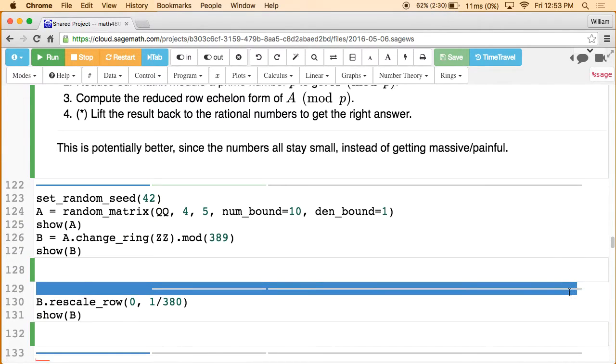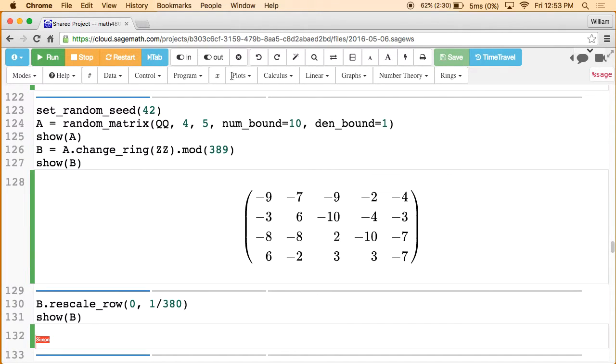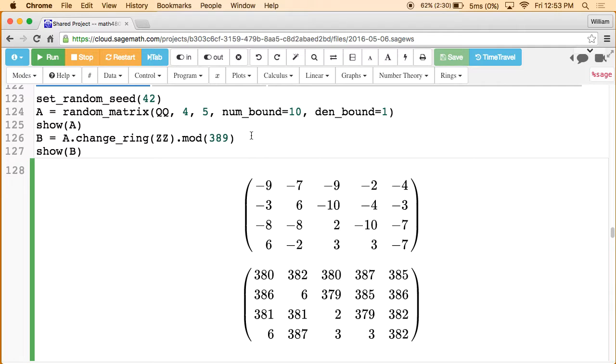So I'll take our matrix as before. There's our matrix, and here we've reduced it modulo p in the bottom. So the numbers modulo p are represented as integers between 0 and p minus 1. In particular, a negative number, such as minus 9, since we're working modulo my favorite prime number, 389, minus 9 is represented as 380.